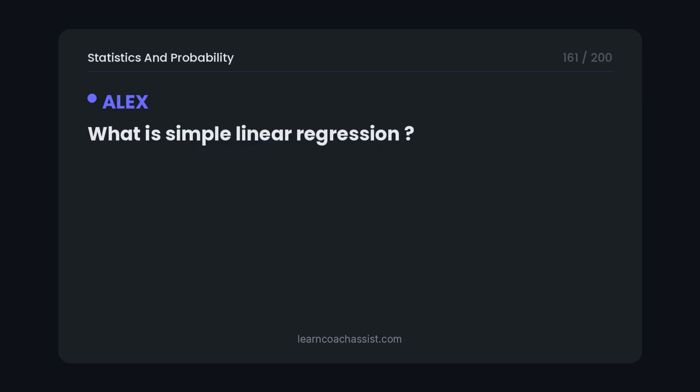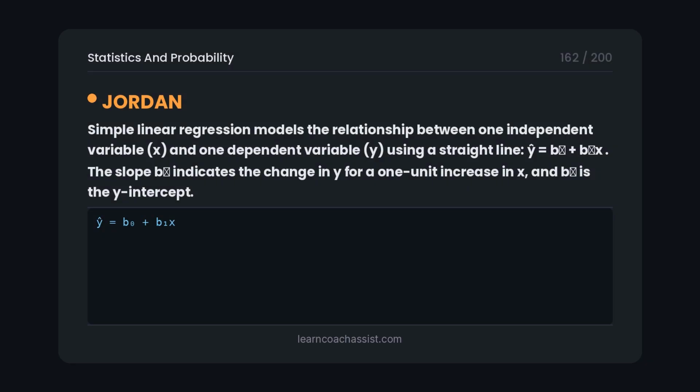What is simple linear regression? Simple linear regression models the relationship between one independent variable, x, and one dependent variable, y, using a straight line, y equals b0 plus b1x. The slope b1 indicates the change in y for a 1-unit increase in x, and b0 is the y-intercept.